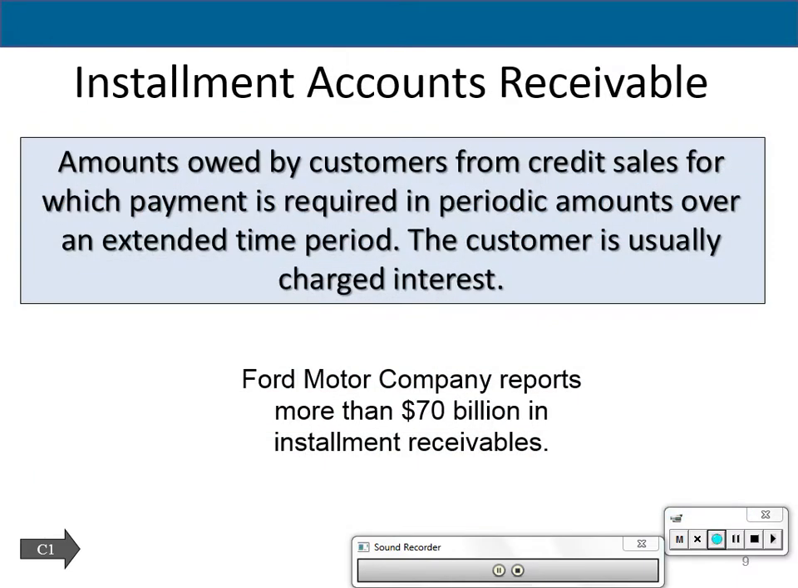So sometimes customers pay in installments, right? It says amounts owed by customers from credit sales for which payment is required in periodic amounts over an extended time period. The customer is usually charged interest. Down at the bottom, a little blurb: Ford Motor Company reports more than 70 billion. Who has Ford? We do. 70 billion in installment receivables.